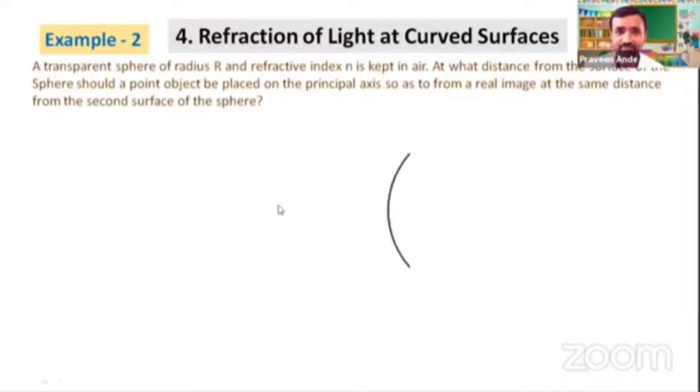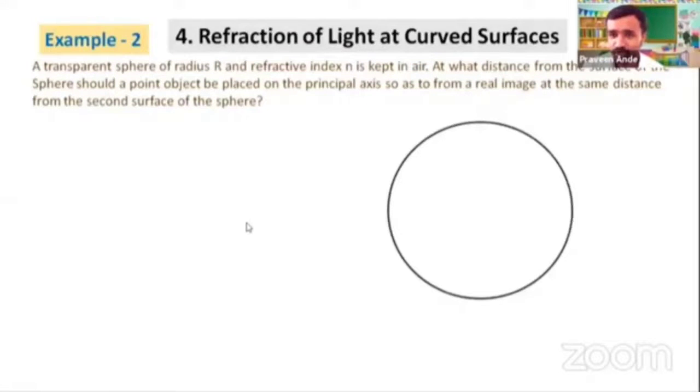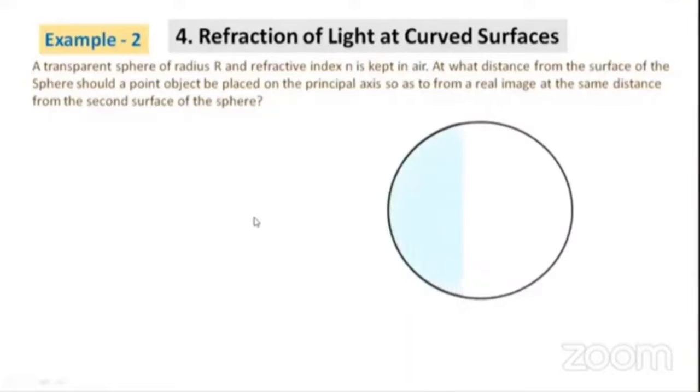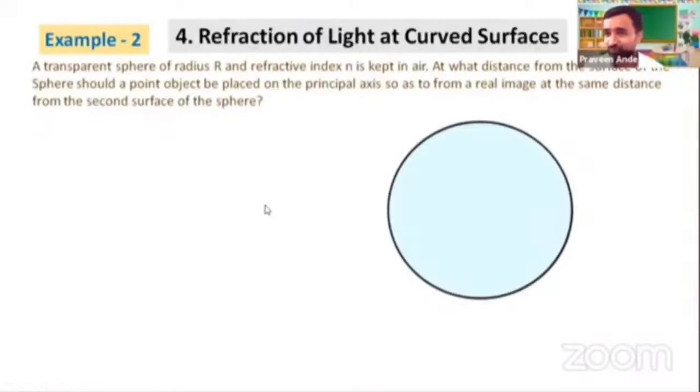So look at here. I am assuming the sphere. Sphere is 3-dimensional, right? But we are unable to see that 3-dimensional here. Only I am showing you 2-dimensional. So a transparent sphere of radius r: identify the center, then draw the radius onto the boundary and take that radius as r. So the first sentence is completed.